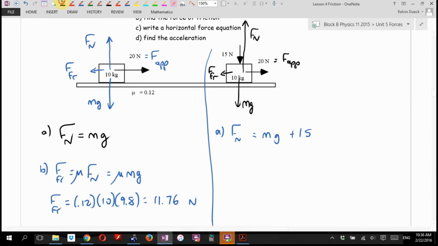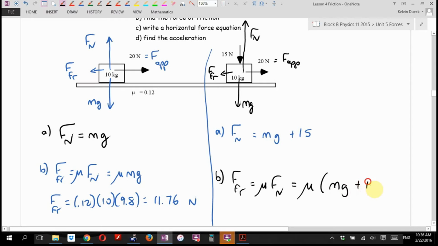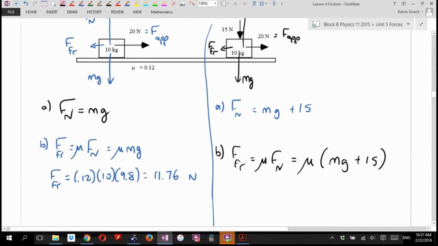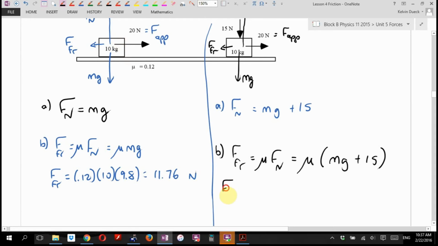Redeem yourself. What does part B want me to find? Friction equals what times what? I don't know the normal force. Oh, but look. I know some other forces the same size as the normal force. My equation is going to end up being mu bracket mg plus 15. Is that okay, kiddo? It's going to end up being, what's mu? I don't know. What's mu with you? No. 0.12 times 10 times 9.8 plus 15.